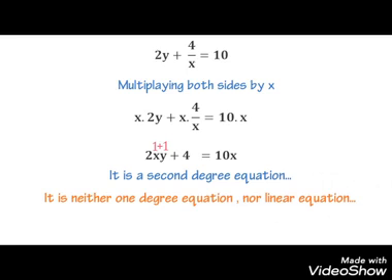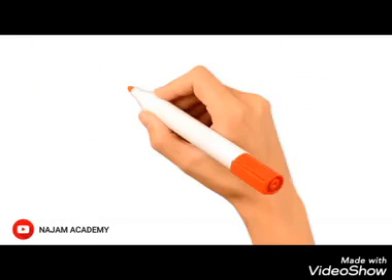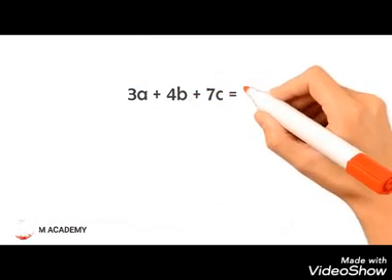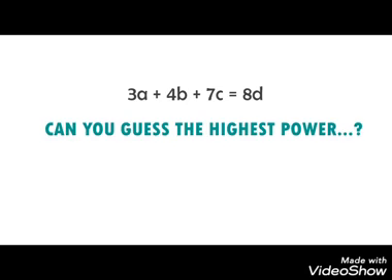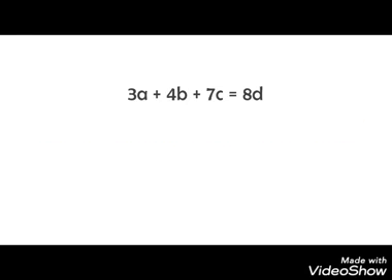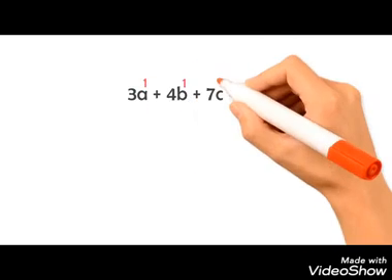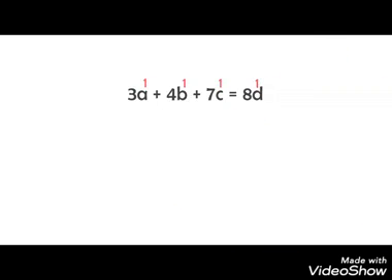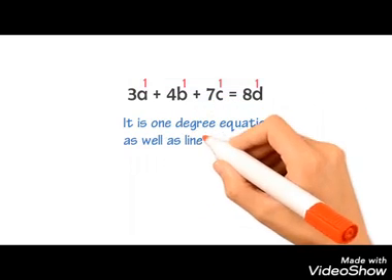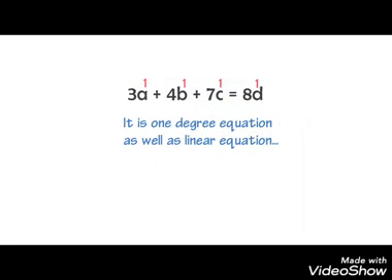Now let me give you one last example. 3a plus 4b plus 7c is equal to 8d. Can you guess its highest power? I hope so. There are four terms in this equation. The power of a is 1. The power of b is 1. The power of c is 1. And the power of d is also 1. Hence the highest degree of this equation is 1. Thus it is one degree equation as well as it is also linear equation.